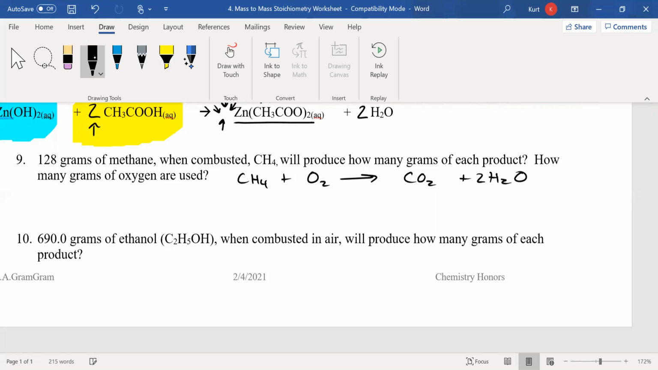How many oxygens are on the product side now? 4. So let's just put a 2 there. Is it balanced now? Yeah. That's better. Okay.